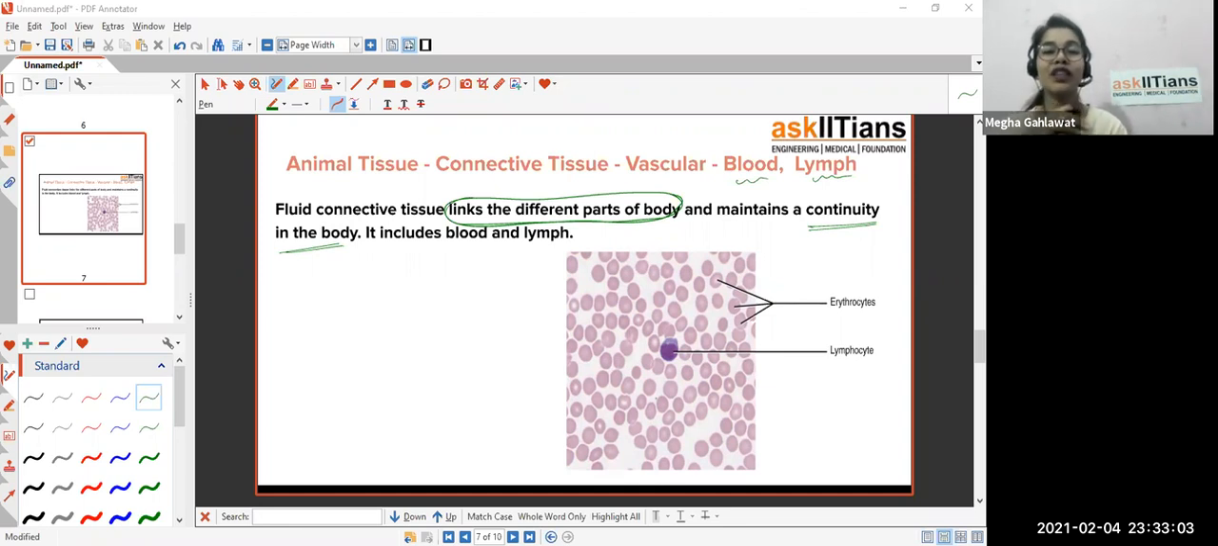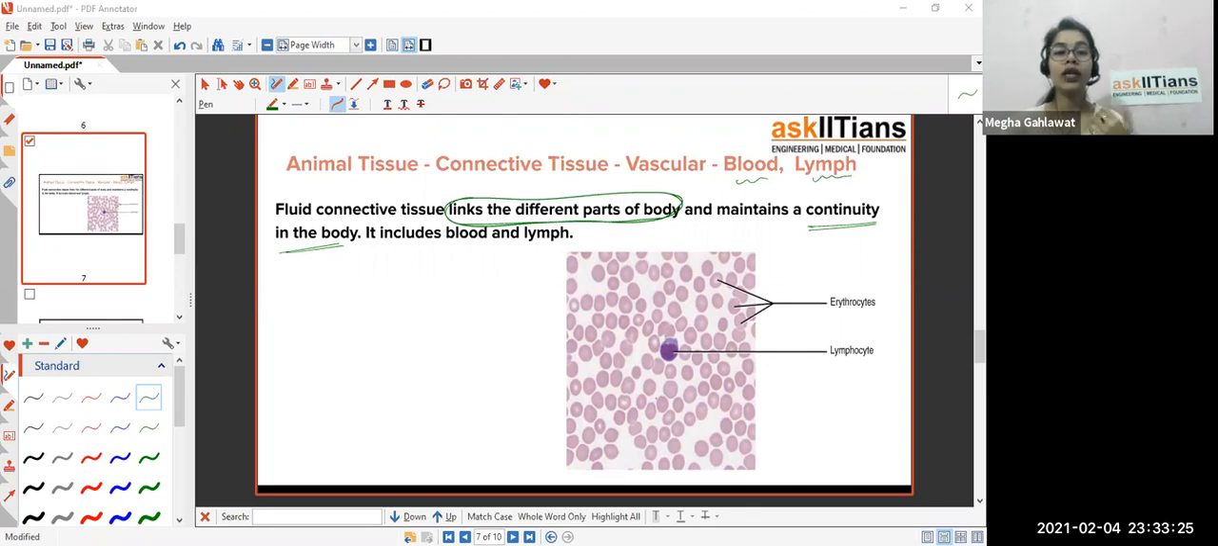Anyway, so human blood is basically red colored. Our blood has the red color because of the hemoglobin and the red blood cells which are present in the blood, which are responsible for carrying the oxygen, about which we'll be studying further.